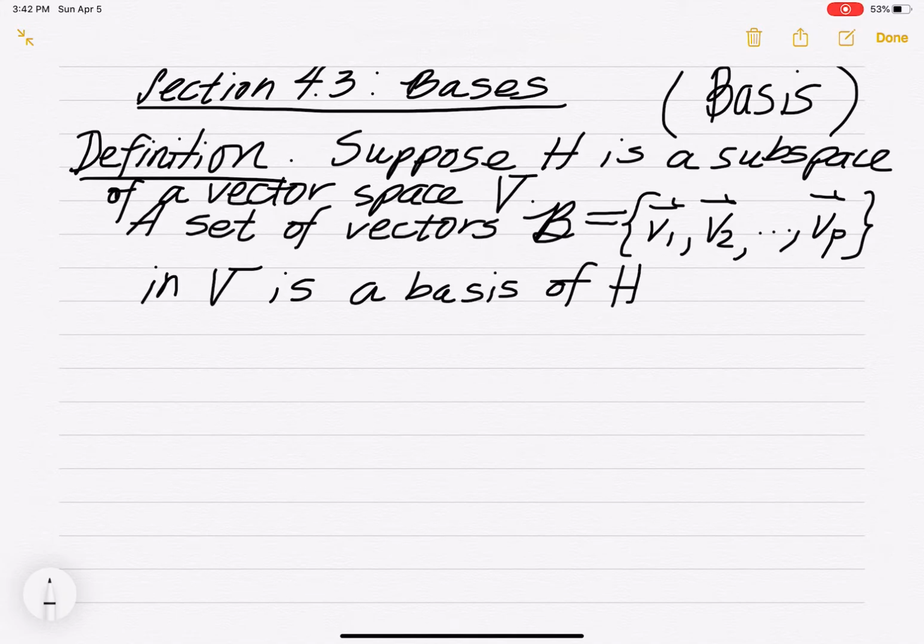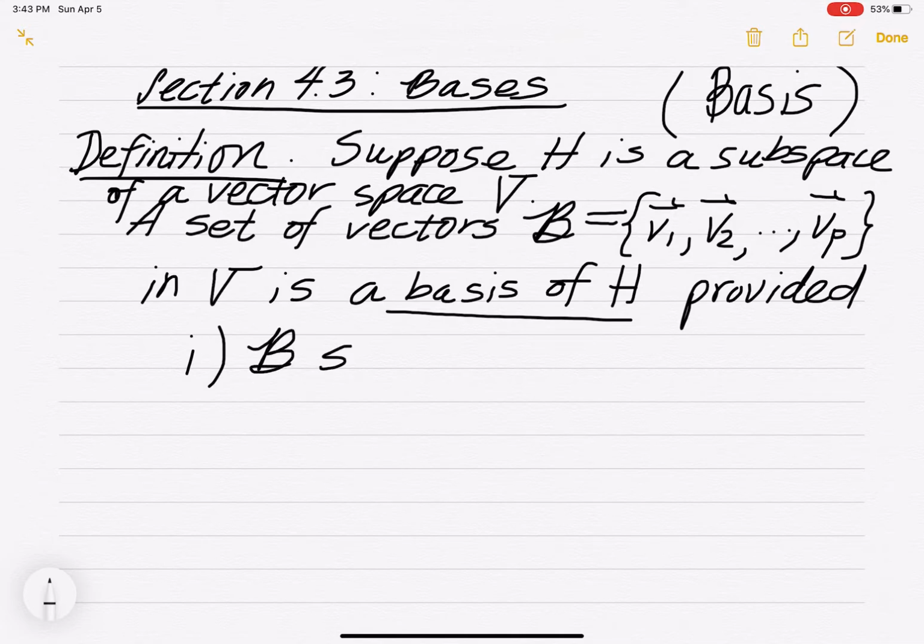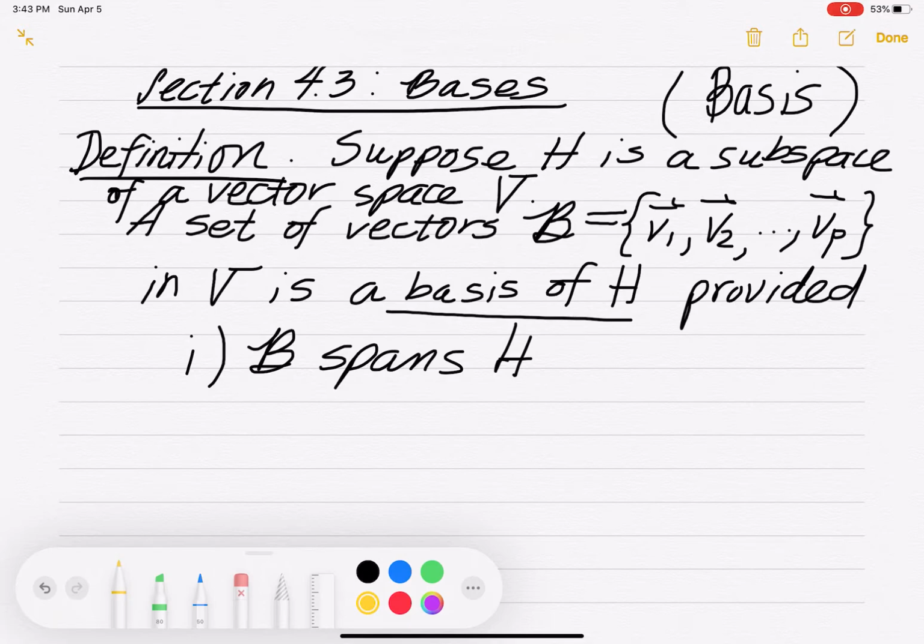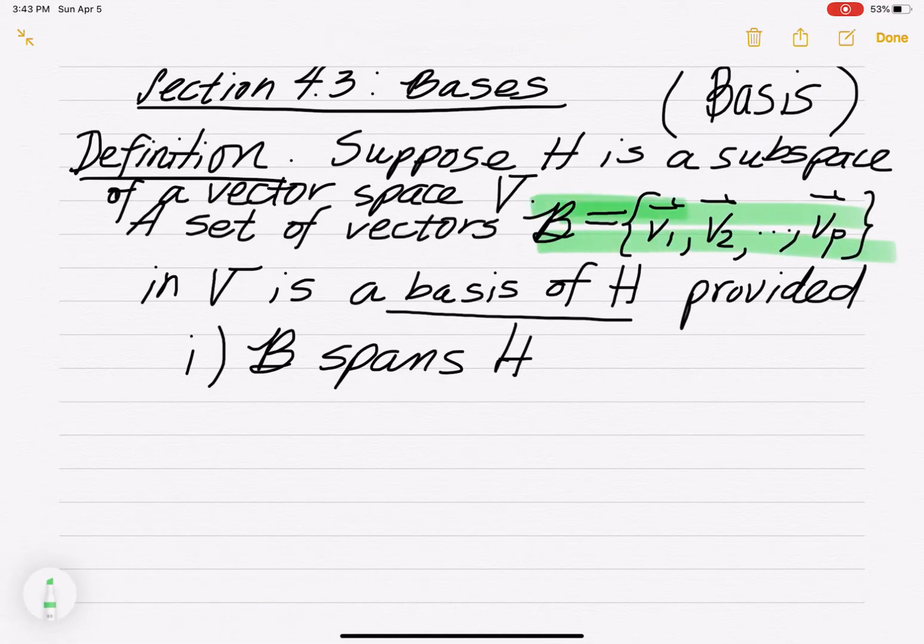We're defining what it means to be a basis of H, provided the following criteria hold. Number one, this set of vectors, we're going to call it B, spans H. In other words, if you take any vector from H, it can be written as a linear combination of the vectors in this set B. So anything in H can be rewritten as a linear combination of V1 through Vp. That's the first criterion.